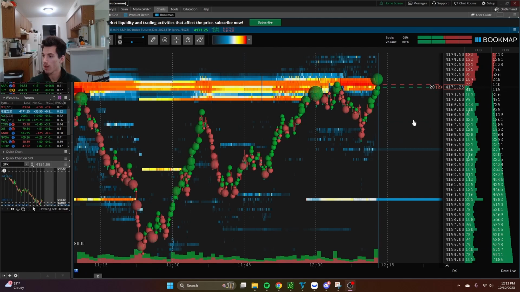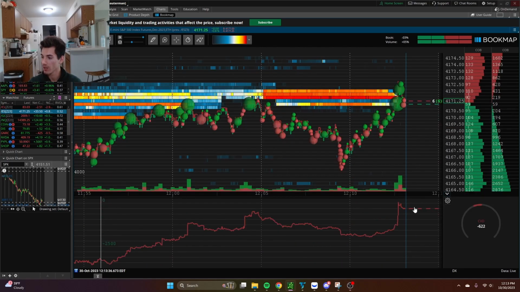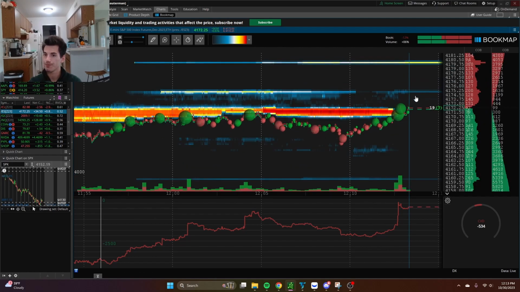So where do we go from here? I'm not sure. If we can get aggressive again, if you see cumulative volume delta now being higher than it just was right here, then that would show that there's an increase in buying pressure and we would go on and start targeting higher levels of liquidity.